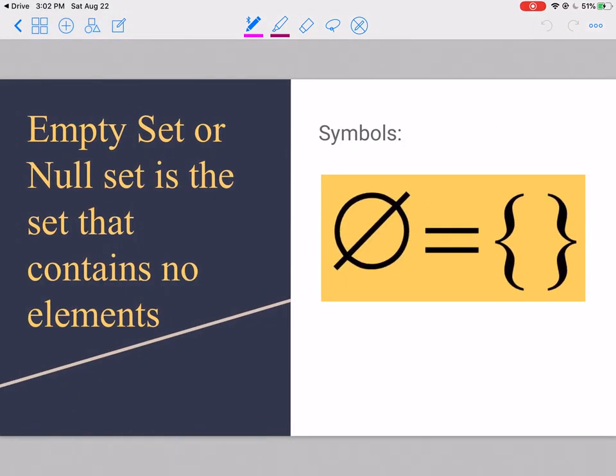All right, last slide here. The empty set or the null set is when the set contains no elements. Okay, so there is such a thing as the empty set or the null set, and these are the two symbols to represent them. So it's like this circle with a slash through it. That means there's nothing in the set, or you could write the curly brackets without anything in them because that means the set is empty.